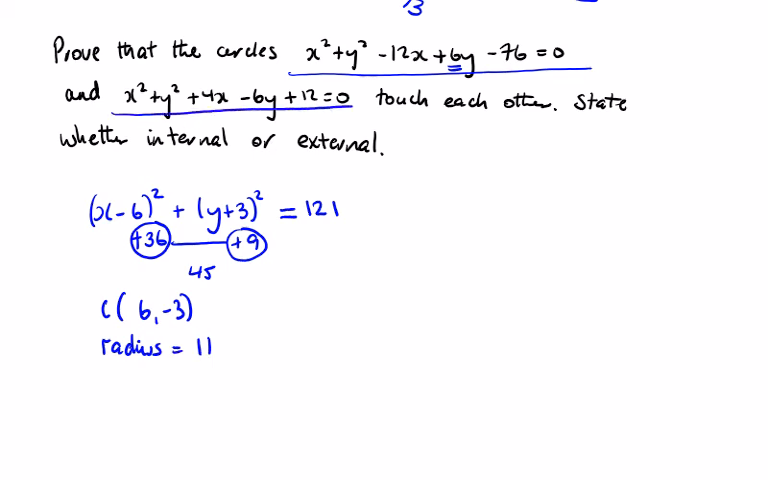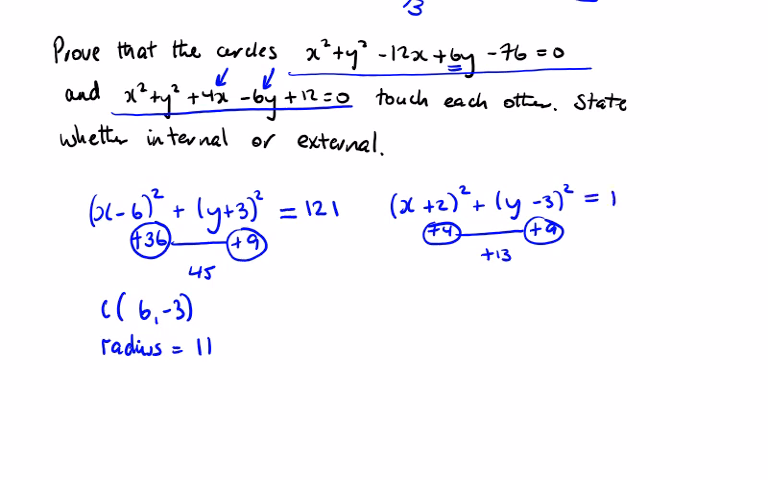For my second circle, I'm going to have x plus 2 squared to give me my 4x. That's a 4 I don't want. Plus y minus 3 squared to give me my minus 6y, and that's a plus 9 I don't want. So I brought in plus 13, but I want to be at 12, so I just have to take away 1, or equals 1. So the center is minus 2, 3, and the radius is the square root of 1, which is 1.